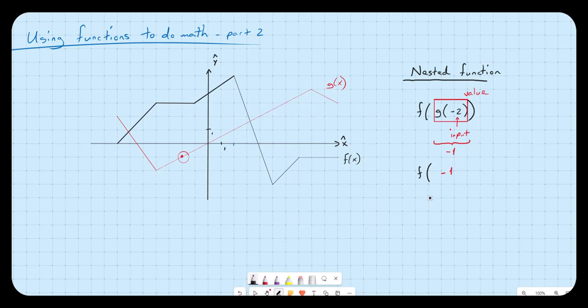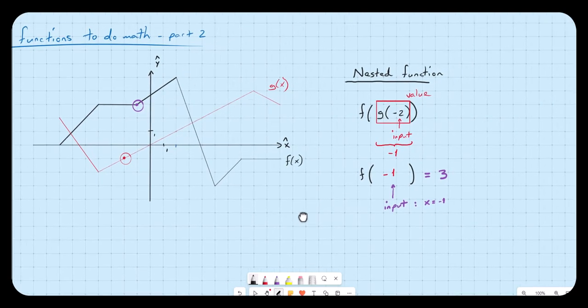negative 1. I'm taking what was inside my parentheses. Remember, now this whole red box is acting as my argument. So now negative 1 becomes my input. So I'm saying x equals negative 1. When x is negative 1, I'm right here, my f function, because I'm finding f. It's 1, 2, 3. I'm looking at this point. Equals 3. Now this one is not reversible, and that's an important piece to recognize.